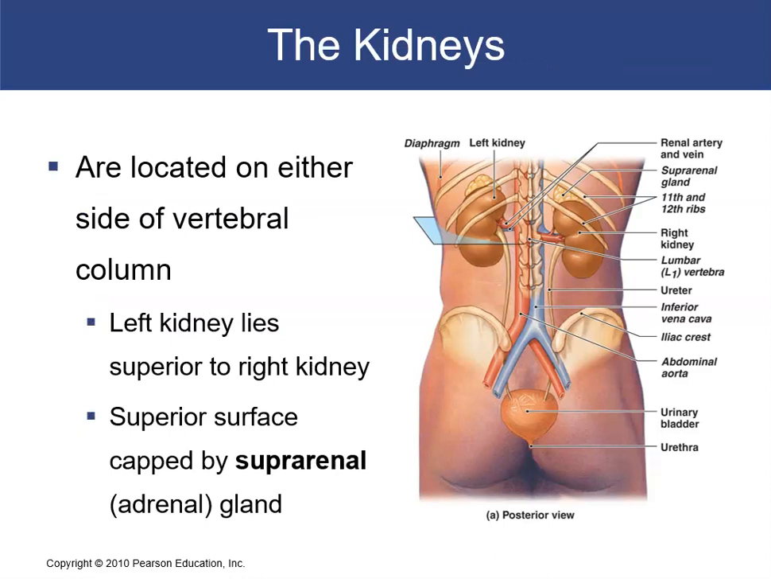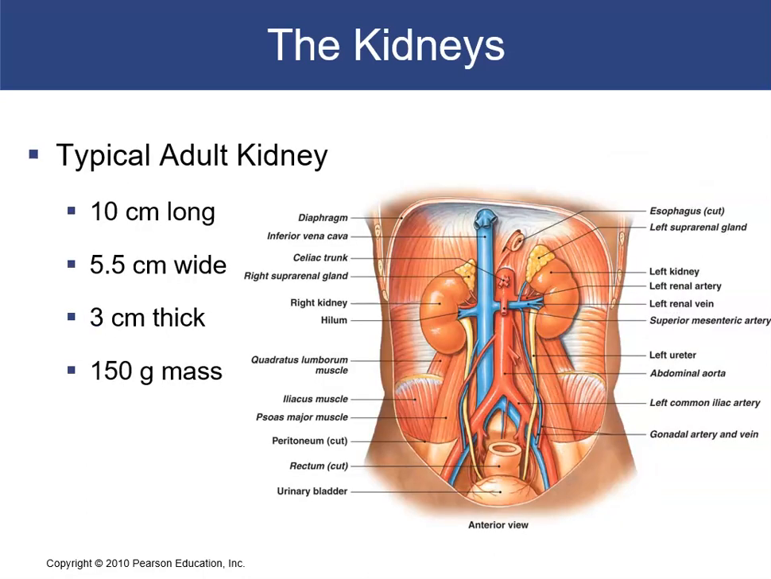The kidneys are found on either side of the vertebral column, and they sit somewhere between the 12th thoracic and the 3rd lumbar vertebrae. The left kidney lies slightly superior to the right one. This is due to the positioning of the liver that shifts the one kidney a little bit lower. The superior surface of each kidney is topped with the suprarenal gland, also known as the adrenal gland. A typical adult kidney averages 10 centimeters in length, 5.5 centimeters wide, 3 centimeters thick, and weighs approximately 150 grams.